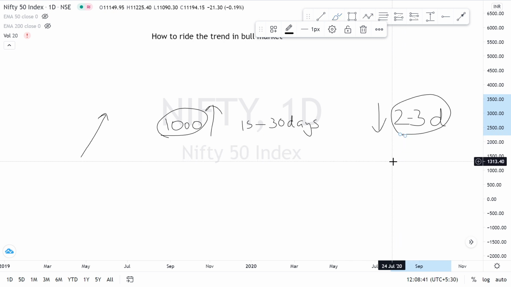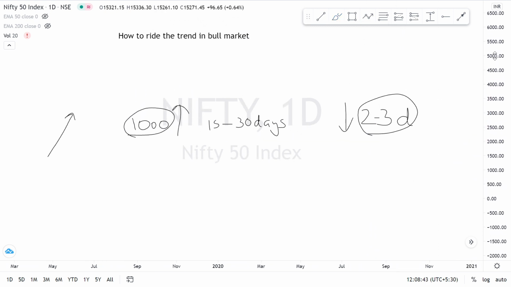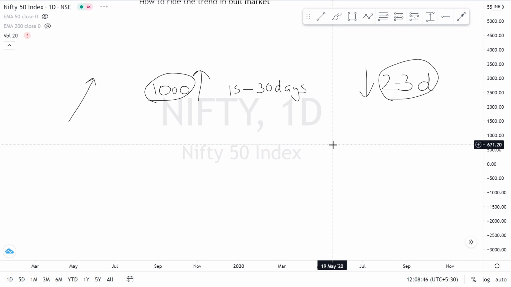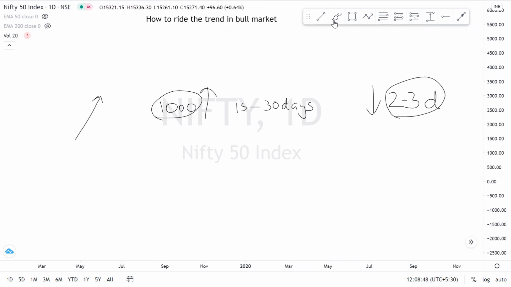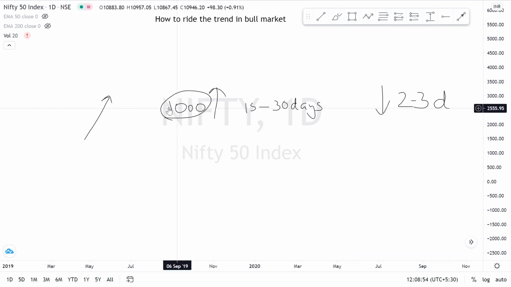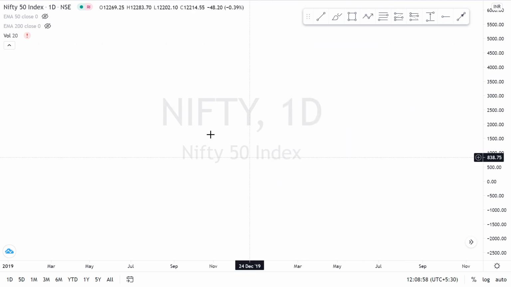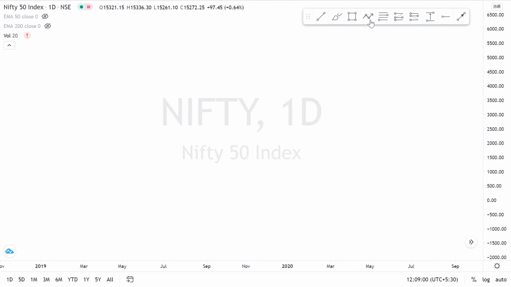Many stop losses are hit, and so on. So how do you avoid this? Or you cannot completely avoid it obviously, but how do you decrease the possibilities of this happening? For this, let's first understand the market structure basically.